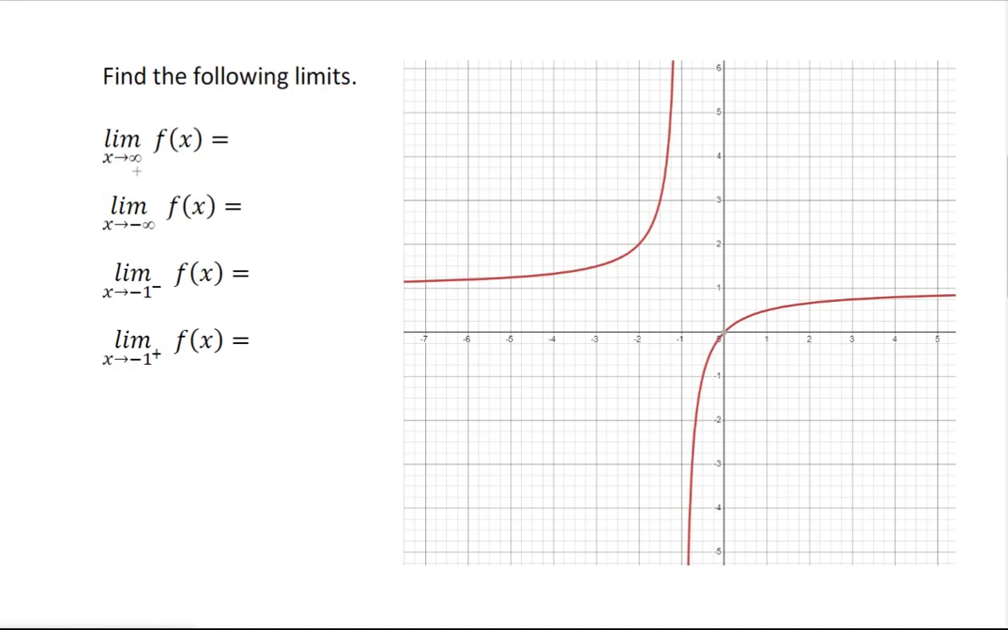So this says, what is the limit as x approaches infinity of this function? So approaching infinity in the x direction, right? I'm going off the page in this direction. This is x going towards infinity. What y value am I approaching? Well, there seems to be an asymptote here at the y value of 1. So I am approaching 1.